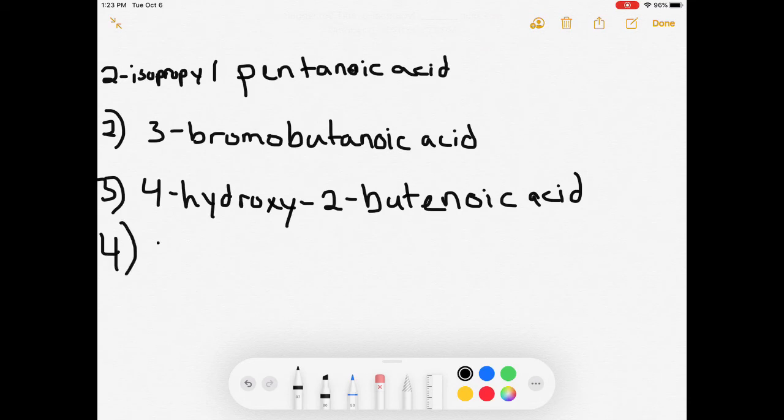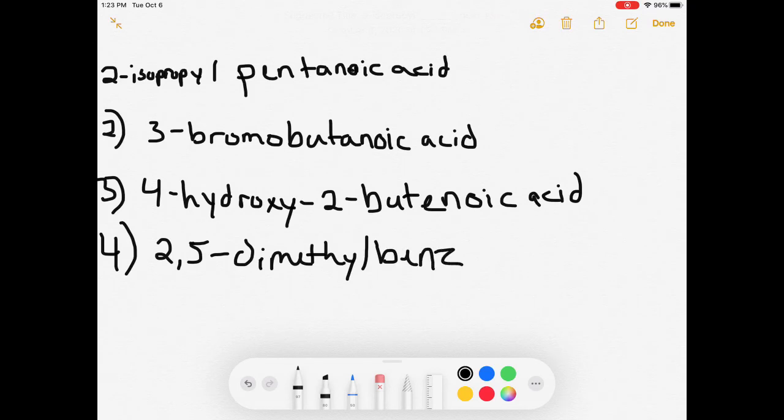Okay, so number 4, we have 2, 5, and that's dimethyl. And then it's a benzene ring. That's our parent chain. So we're gonna name it benz, and we're gonna drop the ending there and add OIC, so we get benzoic acid.